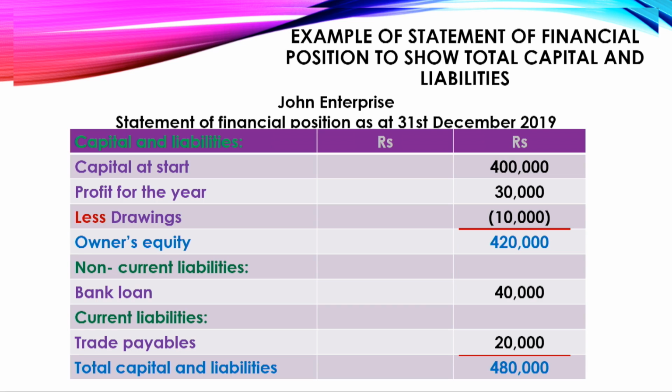Then we need to record the non-current liabilities. Bank loan of 40,000 rupees followed by current liabilities. As current liabilities, John Enterprise has trade payables of 20,000 rupees. Therefore, the total capital and liabilities amount to 480,000 rupees.